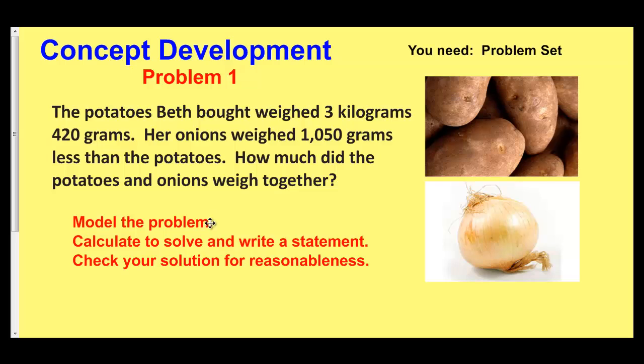So the first thing I want you to do is model the problem. Think about how can you show how much her potatoes weighed, and then how can you model that her onions weighed 1,050 grams less than the potatoes. And then I want you to put a question mark on what the question is asking you. What are you trying to solve? Once you get your problem modeled, if you think that you can go ahead and solve the problem by yourself, go ahead and solve it and then check back for the solution.